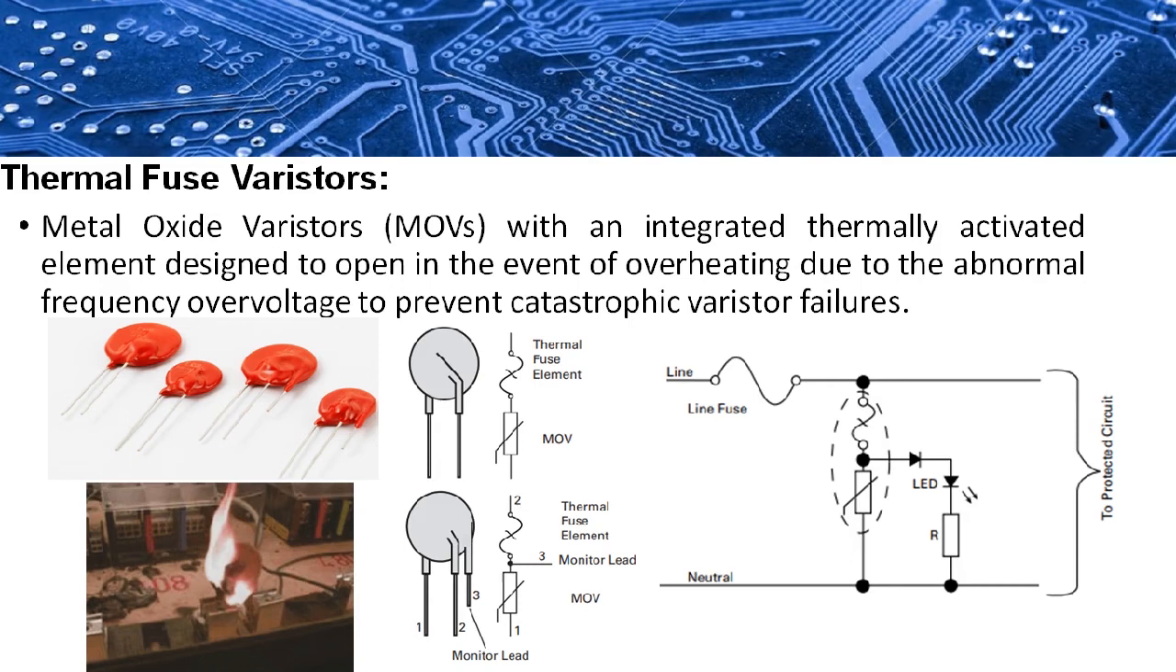So whenever continuous over voltage occurs, the fuse will be open. But disadvantage with this is the circuitry is no longer protected from the over voltage, and there are two types of thermal fuse varistors with 2 lead and 3 lead. 2 lead is not having any monitoring lead, and the 3 lead is having a monitoring lead, which will give an indication, external indication, using LEDs or any alarm, for detecting that the circuitry is no longer transient protected.